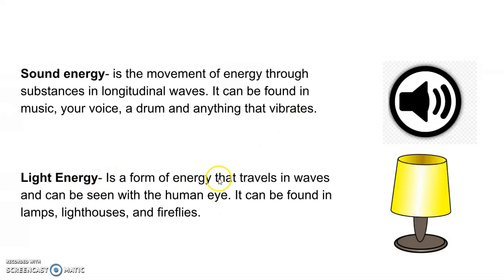And our next one, light energy, is a form of energy that travels in waves, and it can be seen with the human eye. So it can be found in lamps, lighthouses, and fireflies. Our example of a lamp here is pretty straightforward. It's a light. You can see it with your eyes, and that's one type of energy. So anything that has a light will have light energy.